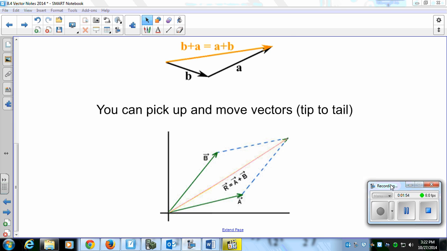And notice that you can pick up vectors to add them tip to tail. So if you're given these position vectors that are starting at the origin and you want to add A plus B, recognize that you can take this vector, line it up tip to tail, and you get the resulting vector R, which is A plus B. Same thing with the B vector. If you wanted to do B plus A, you can lay that tip to tail and you get the resulting vector, and the order doesn't matter there. So that is adding vectors and graphing vectors.